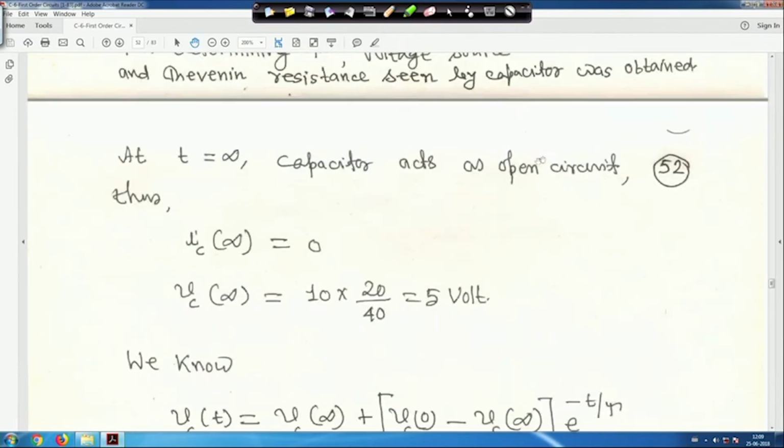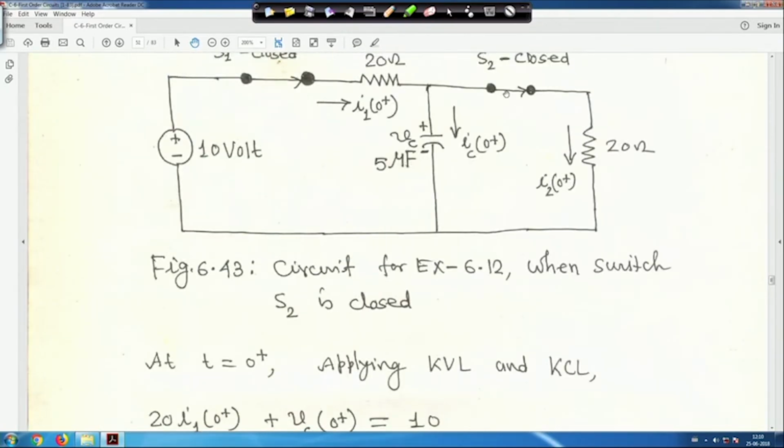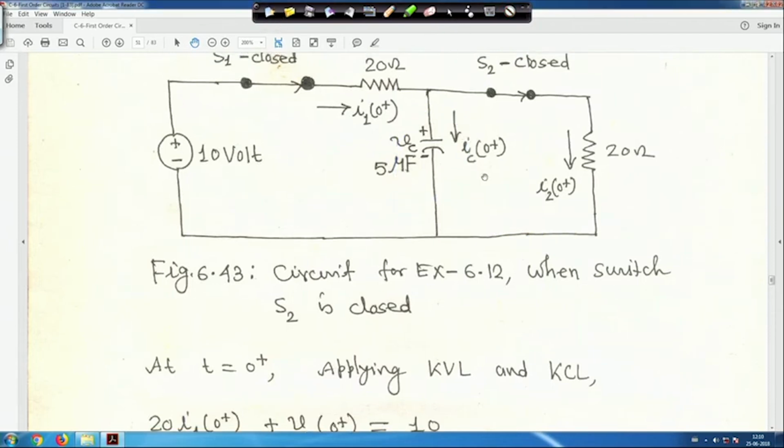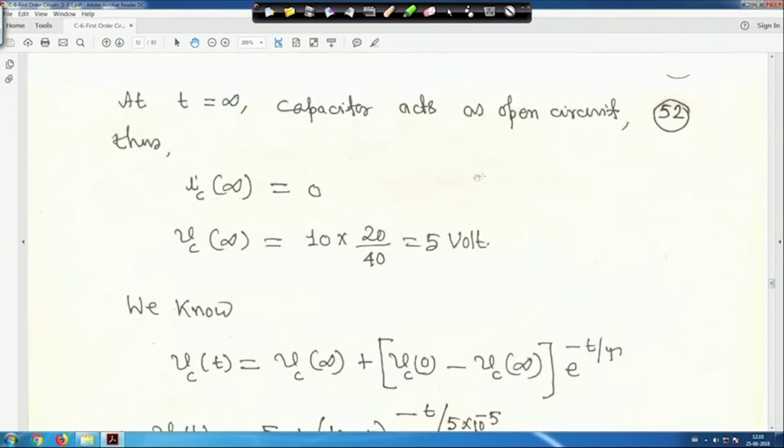And at t tends to infinity, the capacitor acts as an open circuit. For this, the switch is closed and it remained closed for a long time, so the capacitor will act as an open circuit. So, Ic(infinity) is equal to 0. Therefore, Ic(infinity) is 0, and Vc(infinity) will be 10 into 20 by 40, which is equal to 5 volt.